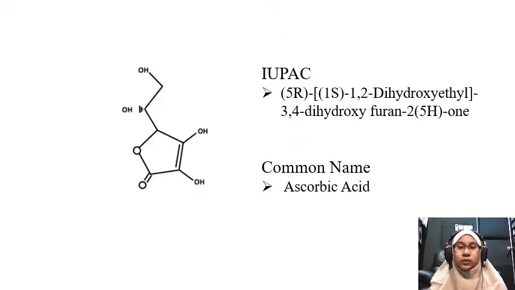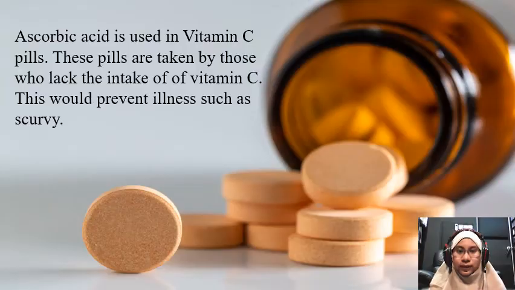Now, ascorbic acid is a common name. So what is this compound's IUPAC name? Its IUPAC name is 5R1S12-dihydroxyethyl 3,4-dihydroxyfuran 2,5H1. Ascorbic acid is used in vitamin C pills.